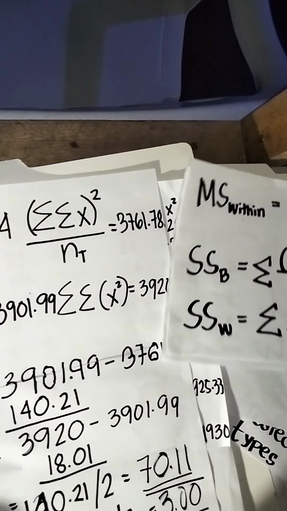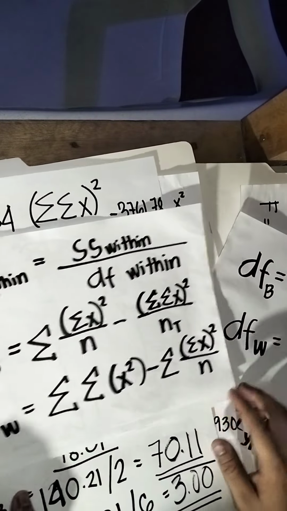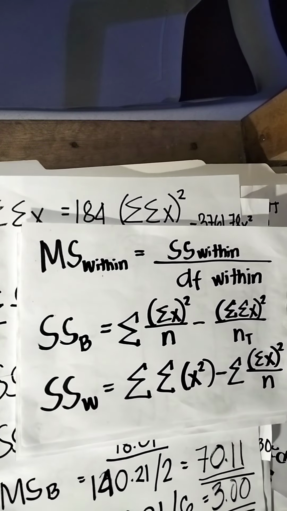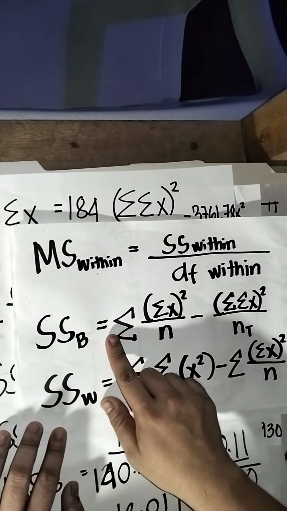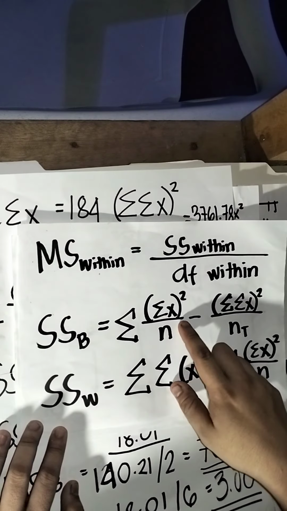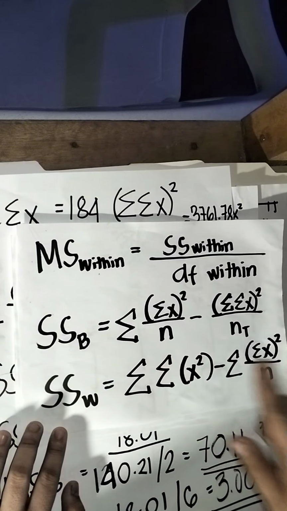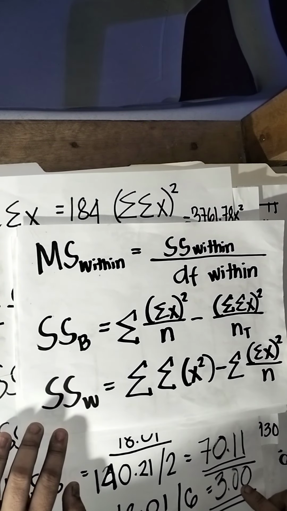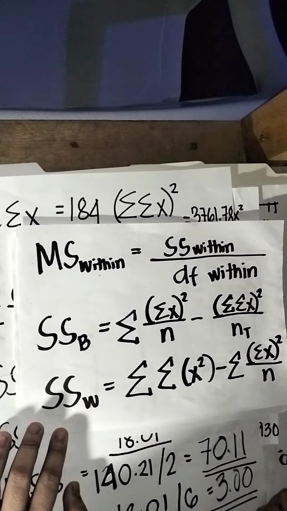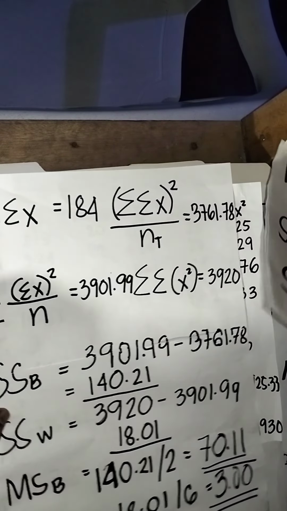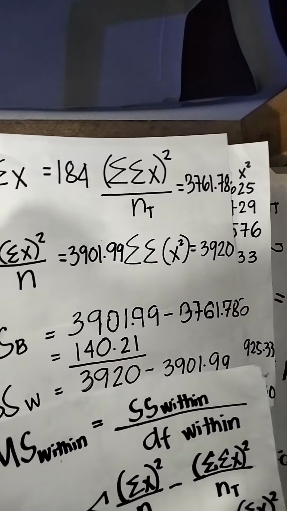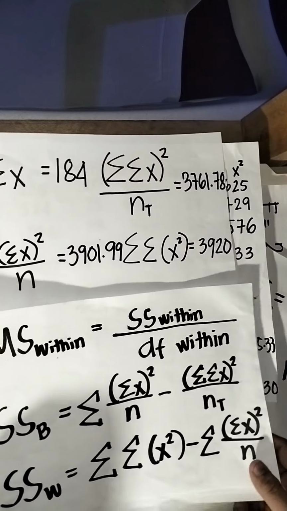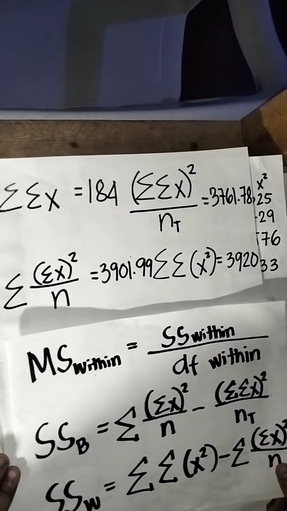But do we have the essential data for us to solve our SSB and our SSW? Yes. Okay, now, in our formula, SSB should be equal to the summation of x raised to the power of 2 over n minus the summation of x raised to the power of 2 divided by our total number of sample. So, in our case, do we have all of the data? Okay. Let's look at this one. Okay. So, this is our data. And we will be having the SSB as our formula.